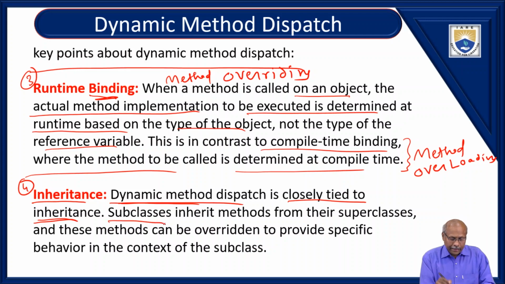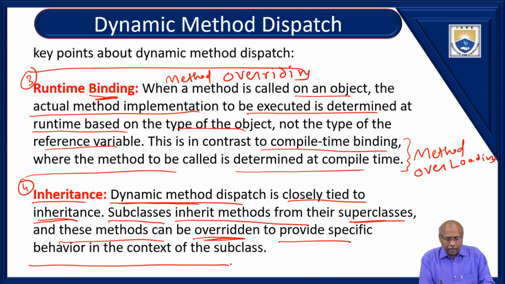So, a subclass inherits the methods of the superclass. So, these methods can be overridden to provide specific behavior in the context of the subclass. In the parent, whatever methods are there, the same method will be available in the child also. Only the thing is, the logic will be different. The signature will be the same. Please remember, signature means the name, return type, and parameters. If you combine everything, that is called the signature.